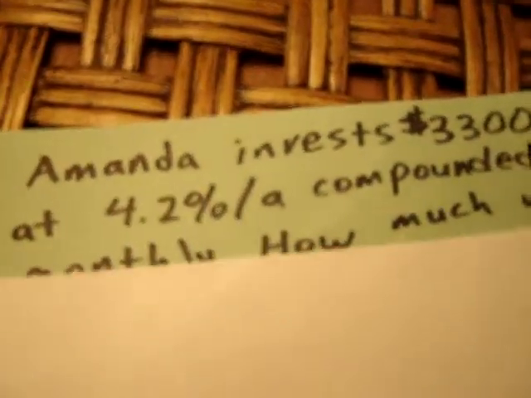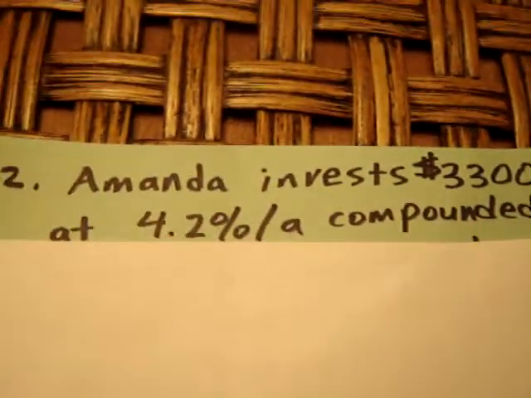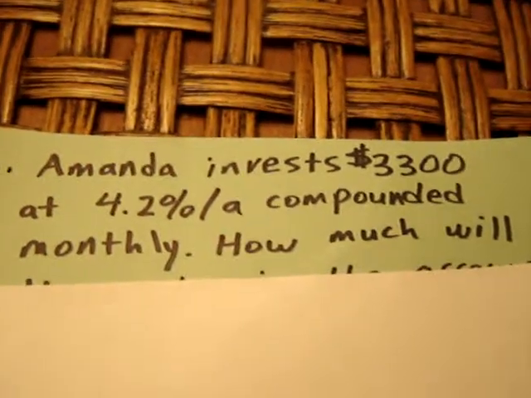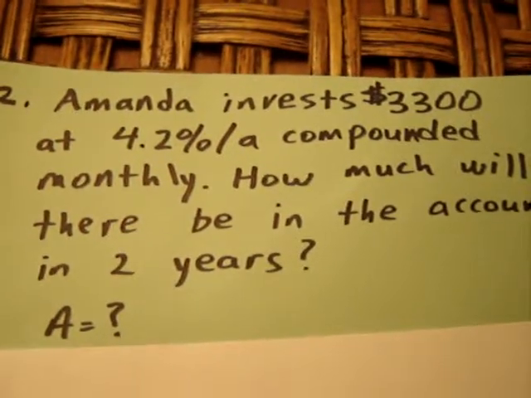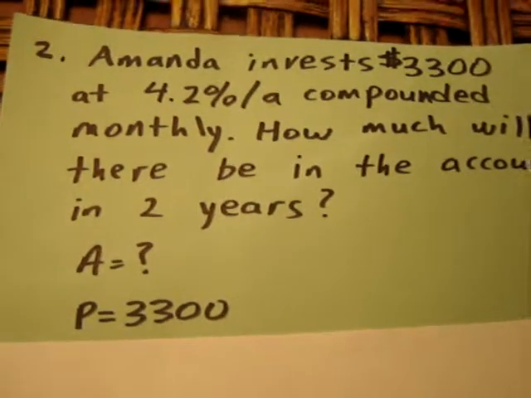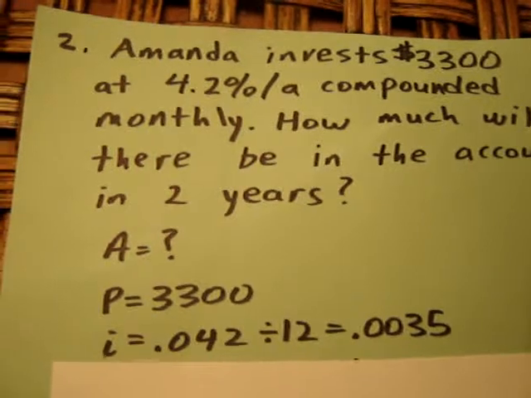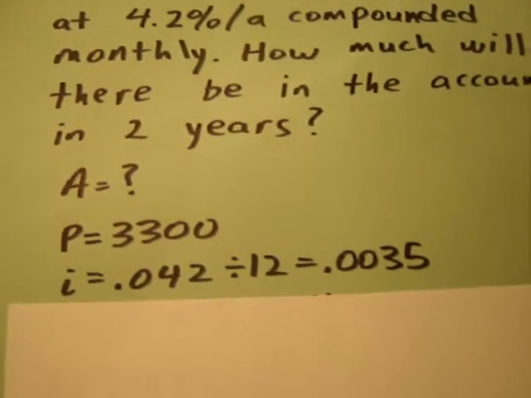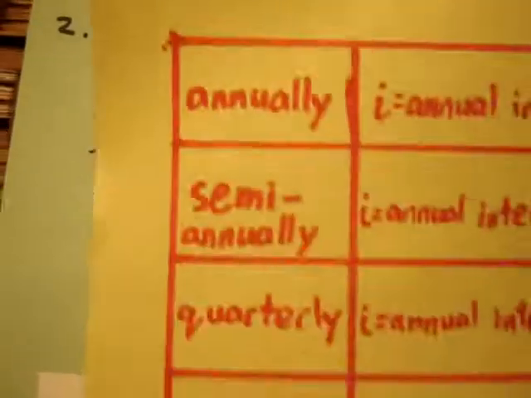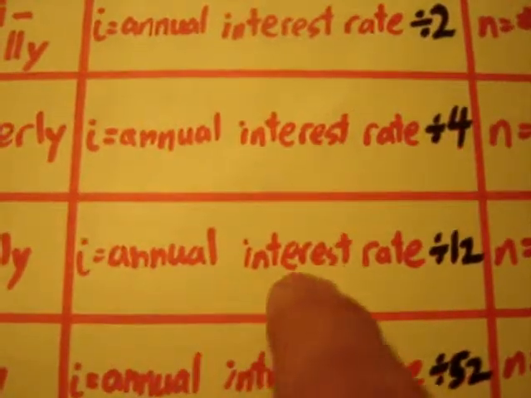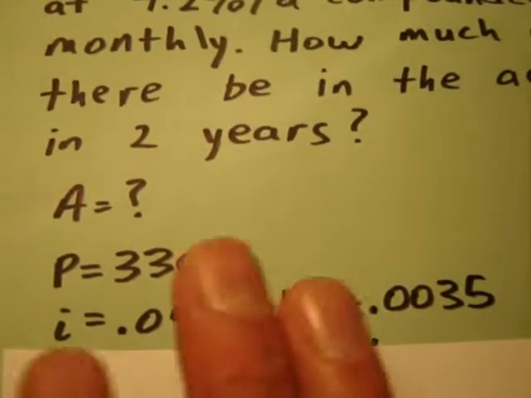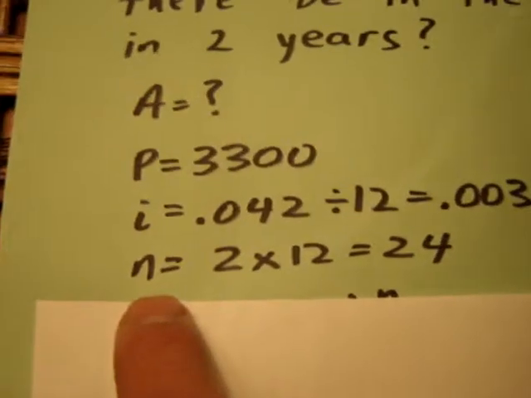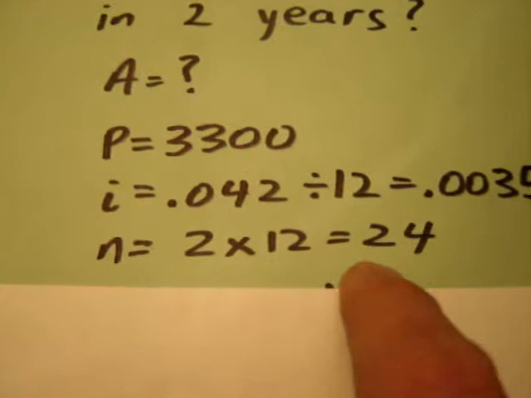Okay, let's move on to number 2. Question number 2 tells us that Amanda invests $3,300 at 4.2% per annum compounded monthly. How much will there be in the account in 2 years? Well, we don't know what A equals. We're looking for that final amount. But we know that the prior amount that was invested, the principal, is $3,300. We know that little letter i is going to equal 0.042 divided by 12, because we have a monthly situation and we divide the annual interest rate by 12. 0.042 divided by 12 is equal to 0.0035. We know that n will equal the number of years times 12 because it's monthly, which is 24.